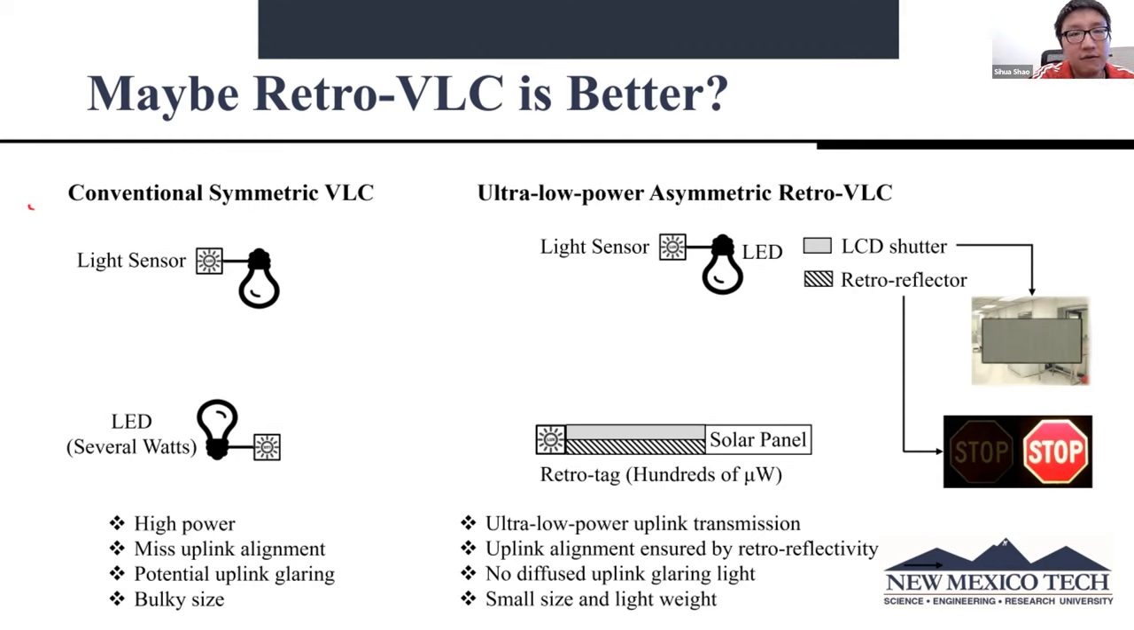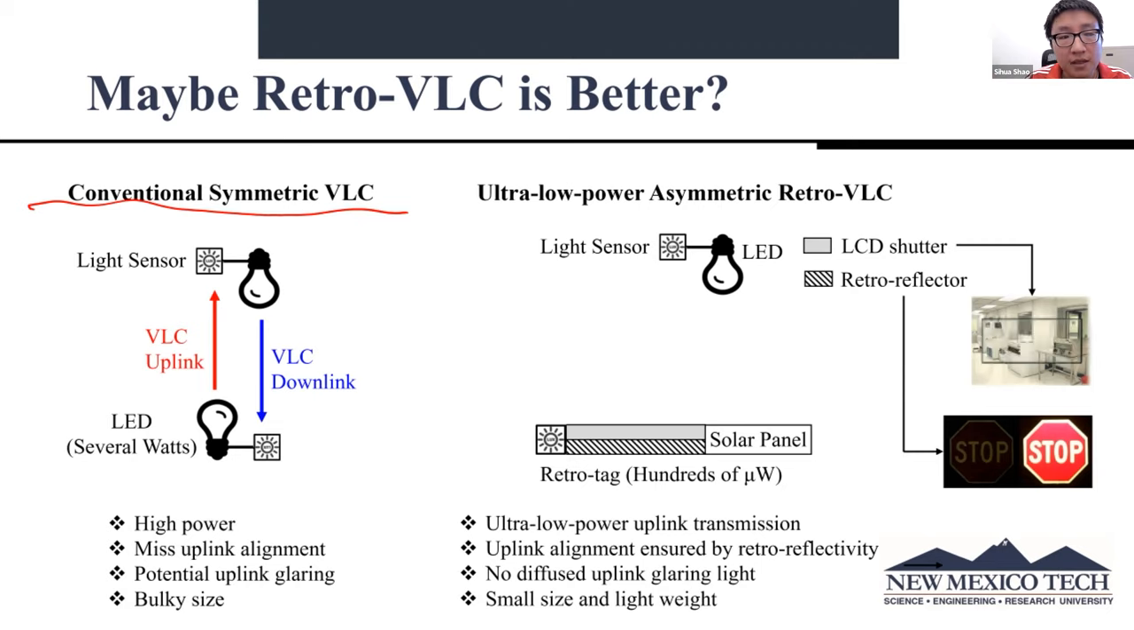The left-hand side, which is the conventional symmetric VLC, will send a downlink from a light bulb to a light sensor, and the uplink from another bulb to another light sensor. In this case, you need very high power at the device side. You probably need some uplink alignment, because if you miss the alignment, your signal will be very bad. And you also have the potential uplink glare because you are shooting a light from your desk to your ceiling. And also, putting a light bulb on a mobile phone is very bulky. So there are some disadvantages of this conventional symmetric VLC setting, but it can achieve better throughput.